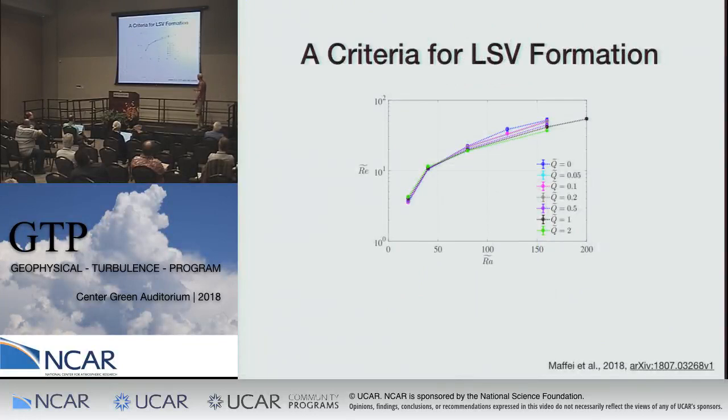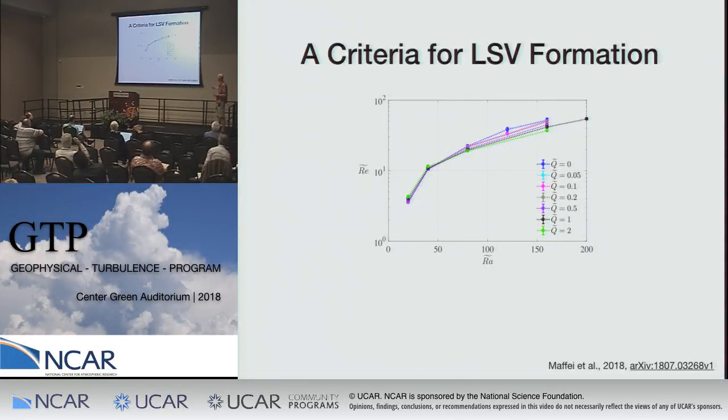We've developed a criterion for when you have this large-scale vortex, so what magnetic field strengths and Rayleigh numbers give you this large-scale vortex. This plot shows the convective Reynolds number versus the Rayleigh number for all the different cases. All these different Chandrasekhar numbers are magnetic field strengths. The blue curve here shows the hydrodynamic case. For the non-magnetic convection, we get the large-scale vortex above a Reynolds number of about 10, and it forms here, right?